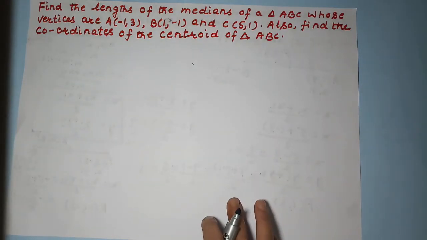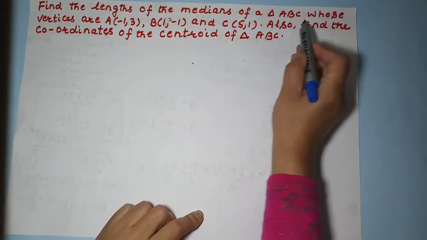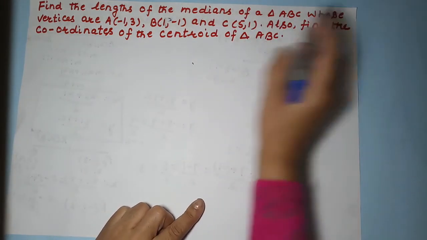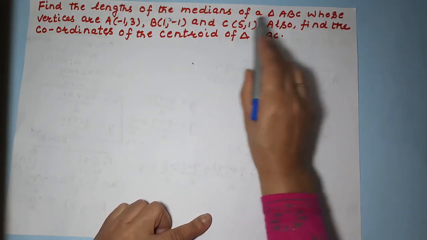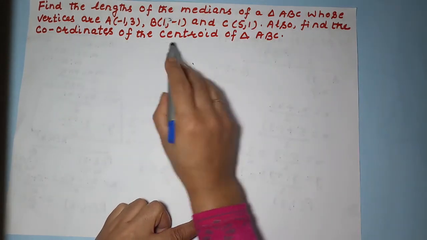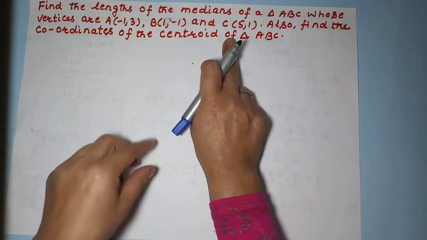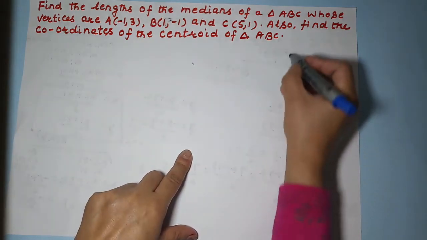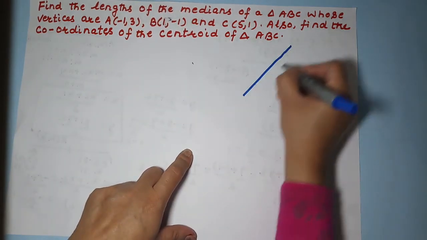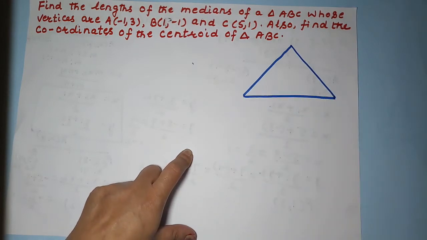Now another one. He is saying that find the lengths of the medians of the triangle whose vertices are A is given this, B is given this and C is given this. Also find the coordinates of the centroid of the triangle. Now before we proceed, actually this is a board question. This was asked in the board in 2014. Now before we proceed further, let's see how we calculate the centroid of a triangle. Now before that also we need to know what is a centroid.